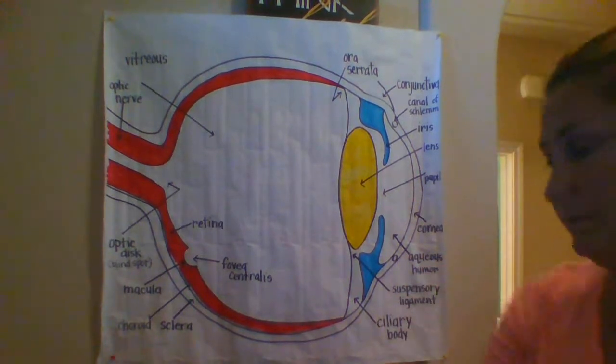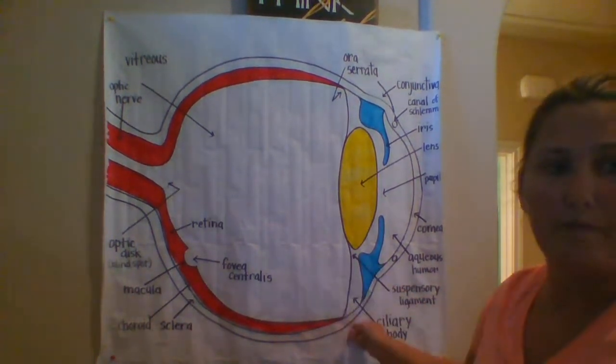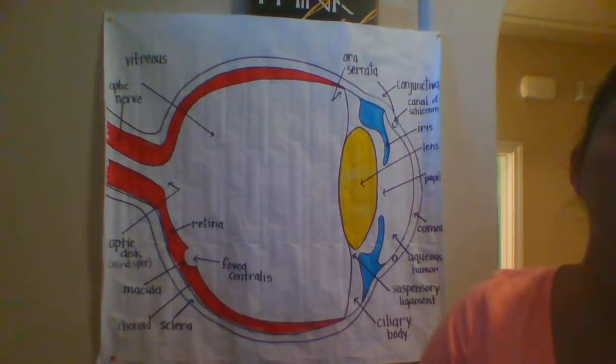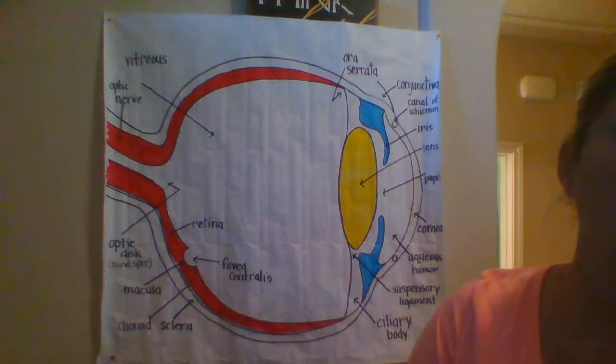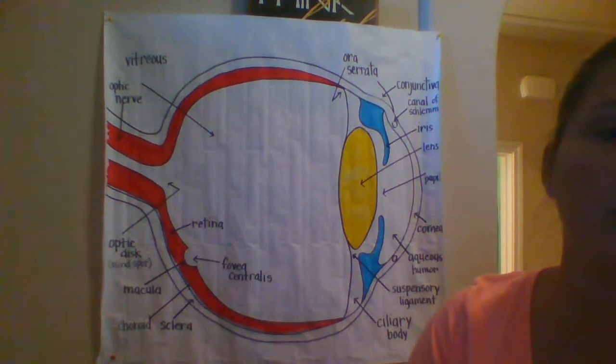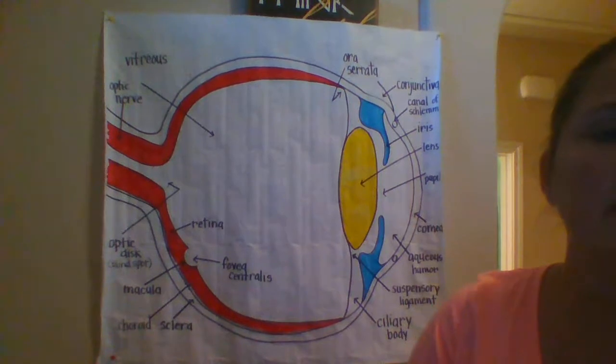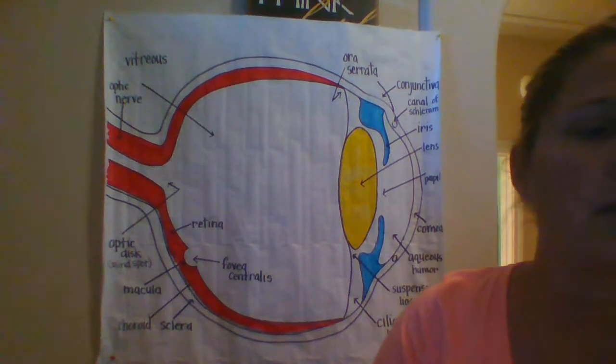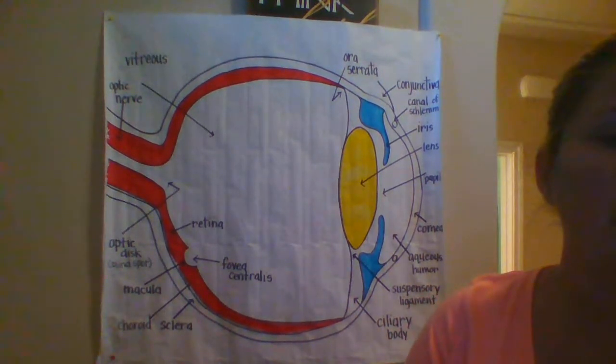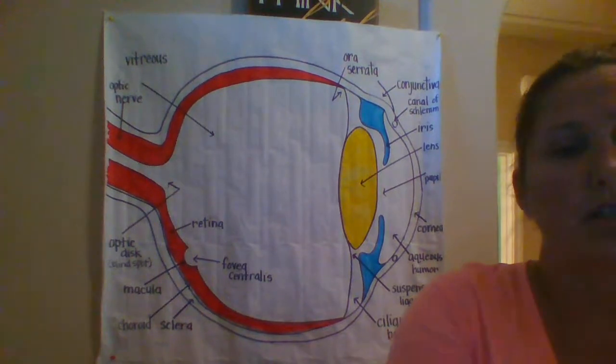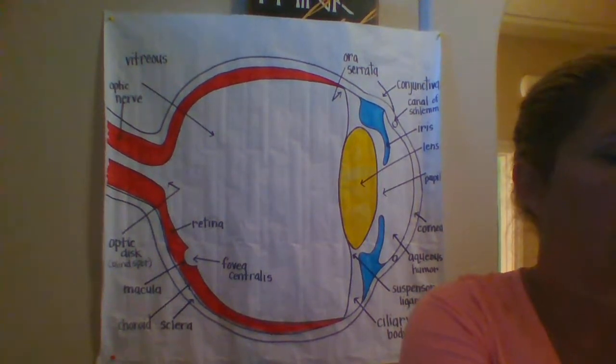Ciliary body. The ciliary body is part of the eye that connects the iris to the choroid. It consists of the ciliary muscles, ciliary processes, and the ciliary ring. It controls the shape of the lens.